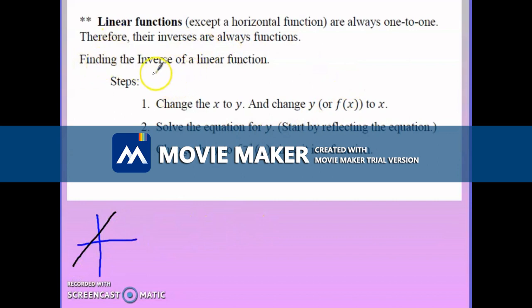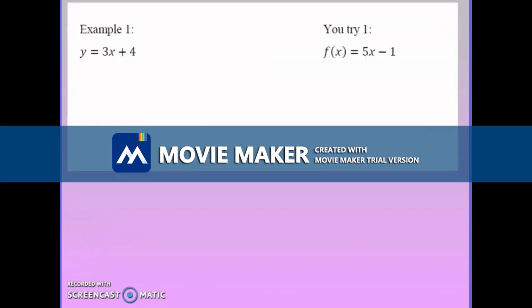We're just looking at regular linear equations. There are 3 steps to follow. You're going to switch around your x and your y, change the x to y and change the y to x. Or if it has an f of x, then you'll just change that to x. You're then going to solve the equation for y. I start by reflecting, which means just flipping around the entire equation, and then change that y to your inverse since it's a function. So let's go through some examples of what I'm talking about.